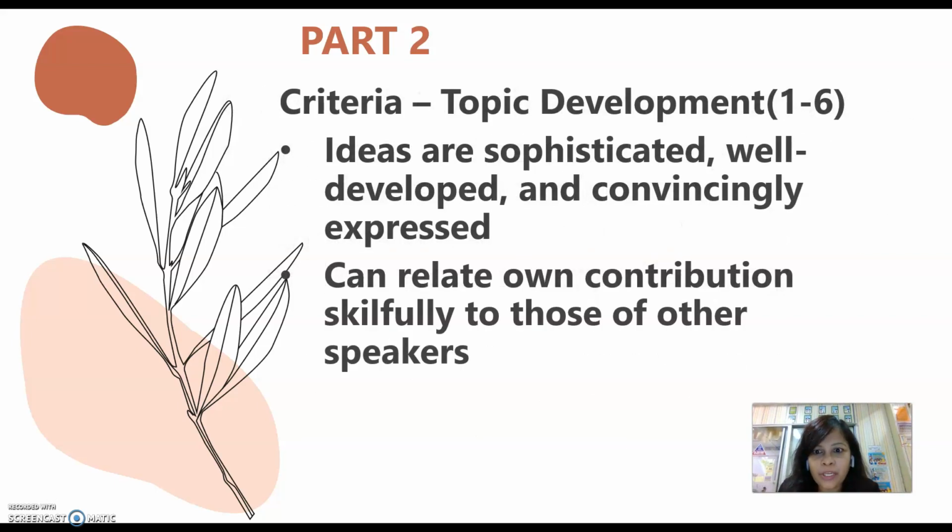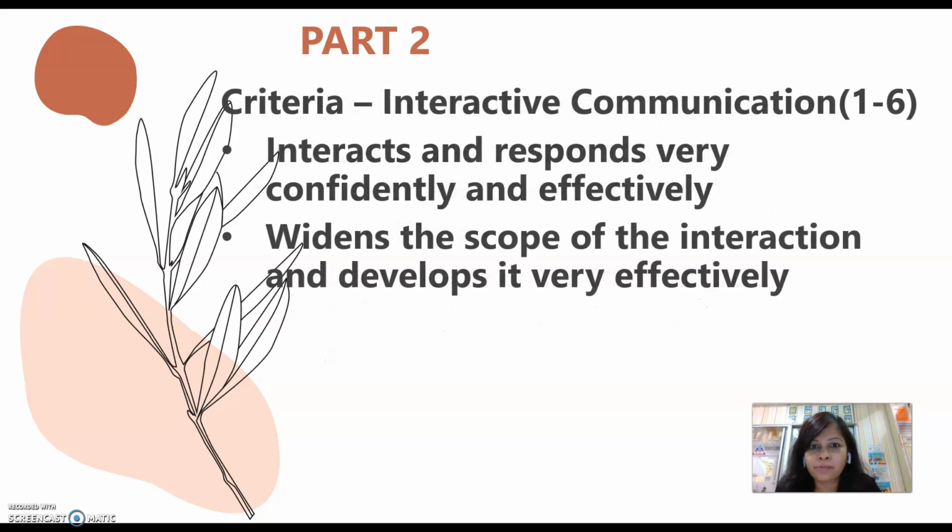Topic development. Of course, the ideas are sophisticated, well developed, convincingly expressed. Here, the convincing part is very important, because how are you going to convince the examiners, not only your group members, that your ideas are excellent? The other part is to relate your own contributions skillfully to those of other speakers. So how are you relating your point with the other speakers' points? There is usually a link, and good speakers would be able to link the ideas well. Interaction, I will go into the details later.